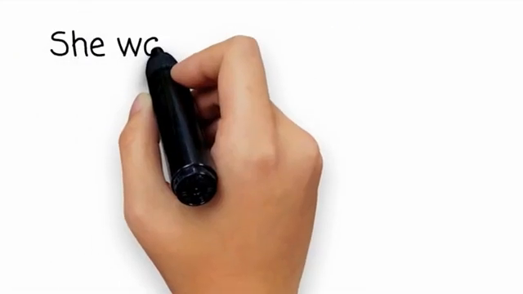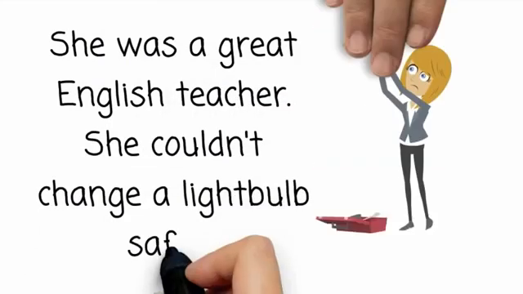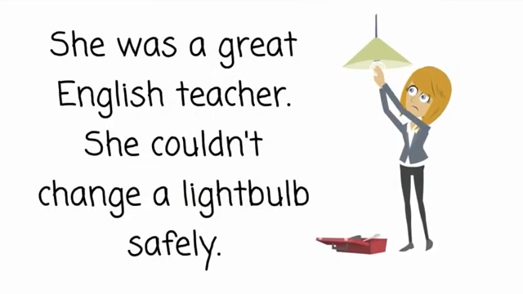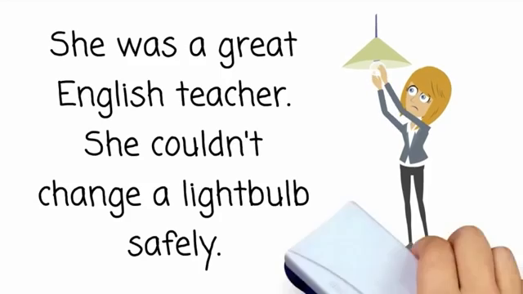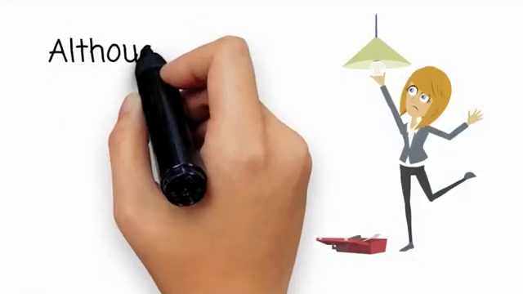What I'm going to give you first is 2 simple sentences. So, she was a great English teacher, full stop. She couldn't change a light bulb safely, full stop. So those sentences at the moment look like they've got nothing to do with each other because they're just 2 separate simple sentences. What we're going to do is change them up so that they are joined together in a complex sentence, and you'll see what this looks like now.